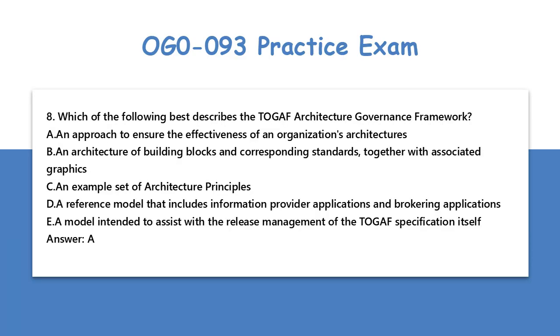8. Which of the following best describes the TOGAF architecture governance framework? A. An approach to ensure the effectiveness of an organization's architectures. B. An architecture of building blocks and corresponding standards, together with associated graphics. C. An example set of architecture principles. D. A reference model that includes information provider applications and brokering applications. E. A model intended to assist with the release management of the TOGAF specification itself.